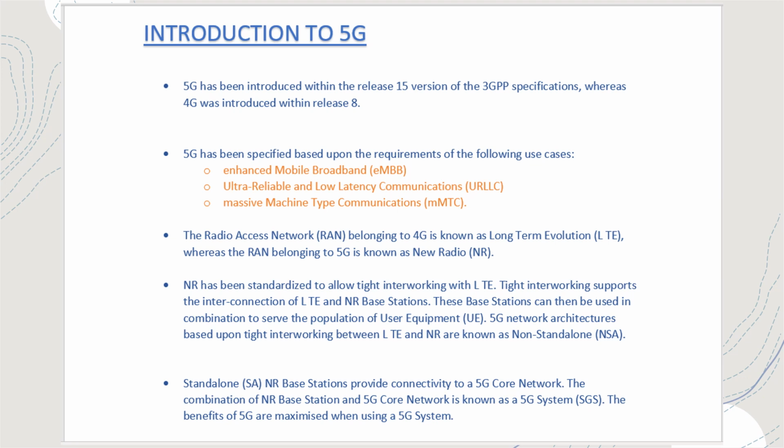The second one is ultra reliable and low latency communications, that is URLLC. So ultra reliable low latency communications, also known as critical communication, is a use case characterized by the need for very low latency, often in conjunction with very high reliability.